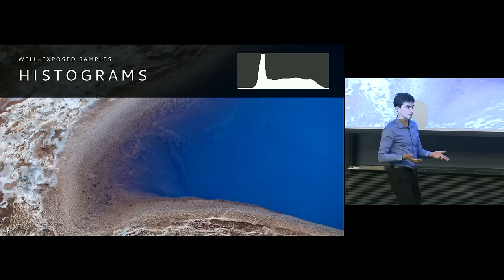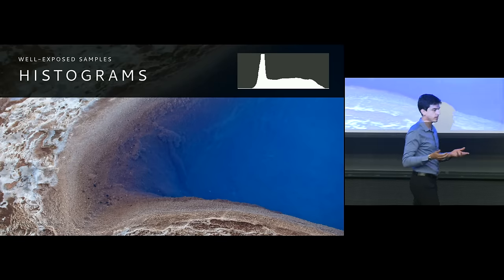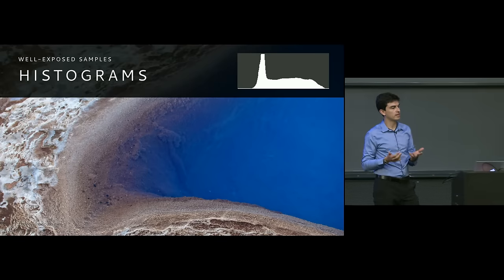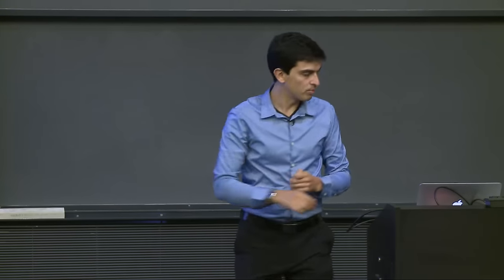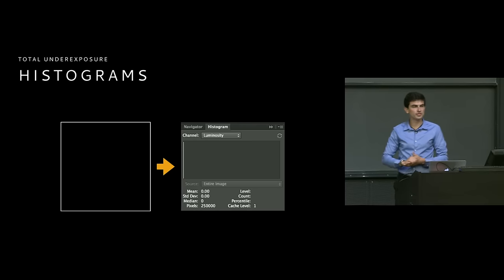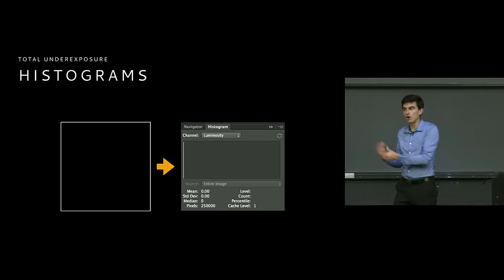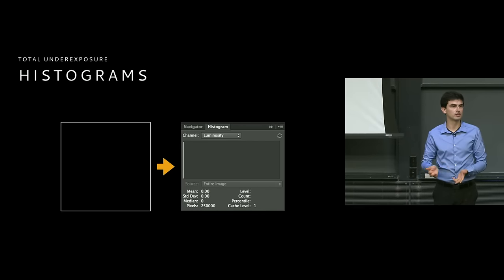And generally, this is a good thing to look out for. You want to have tones that fit within the capabilities of the camera. So pure black, if we had some image that was just completely black, we would know that this is perhaps underexposed because all of the pixels are black and we weren't able to capture anything.